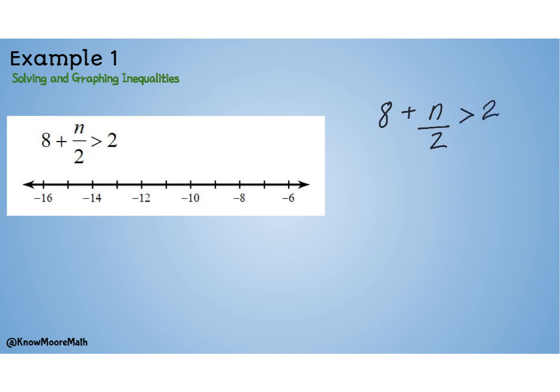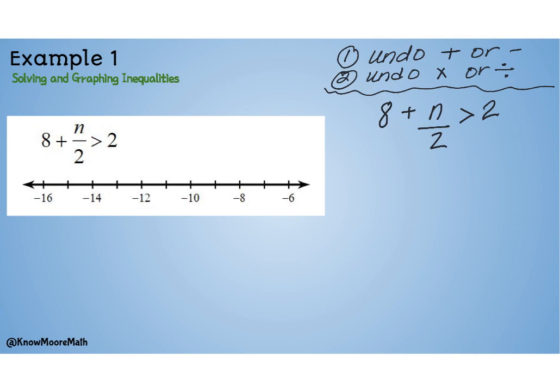So recall, whenever solving a two-step equation, you can manipulate an inequality using the same steps. The first step is you're going to want to undo addition or subtraction first. Then you're going to want to undo multiplication or division second. So in order for me to do that, I'm going to want to move 8 to the other side. Recall, we're going to move the numbers that are on the same side as the variable. So since this 8 is positive, I'm going to move it to the other side by using subtraction.